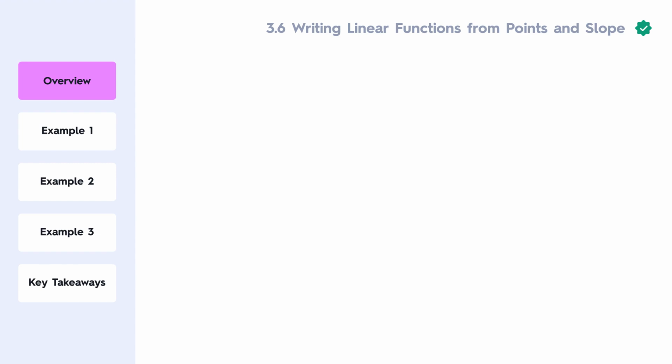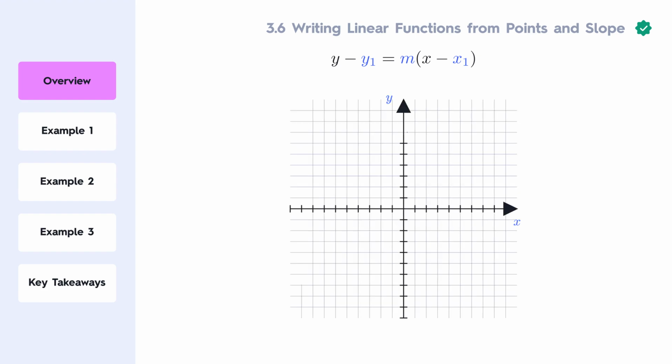To do this, we use the point-slope form. This is the point-slope form of a line formula, where m represents the slope of the line, x1 is the x-coordinate, and y1 is the y-coordinate. So, the formula essentially tells you that once you know the slope and a point on the line, you can easily write the equation of the line.